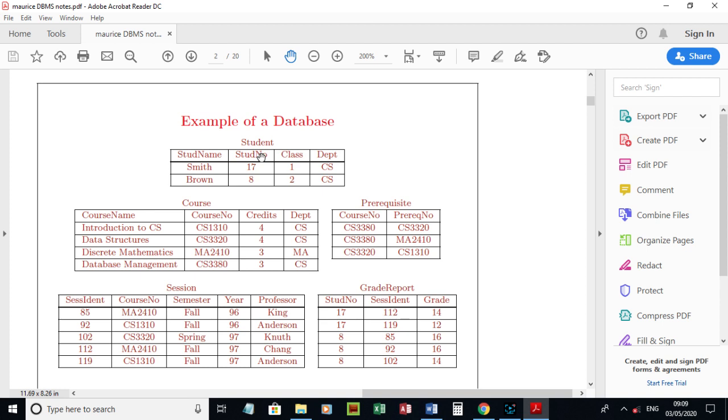Microsoft Access. Now, the student name, for example Smith. How many characters are there? S M I T H. Five characters.